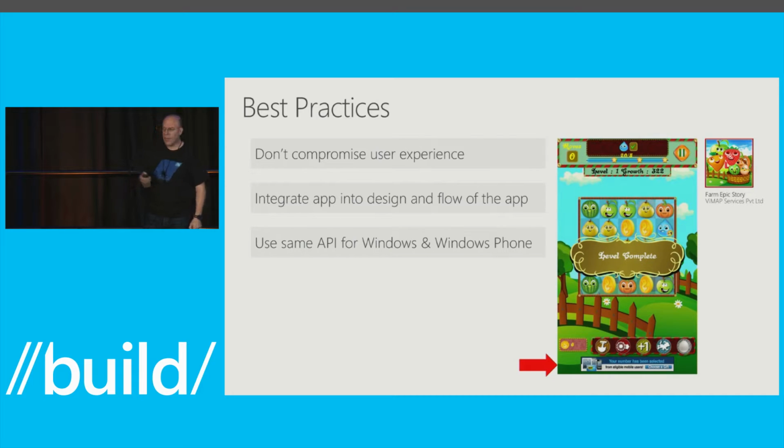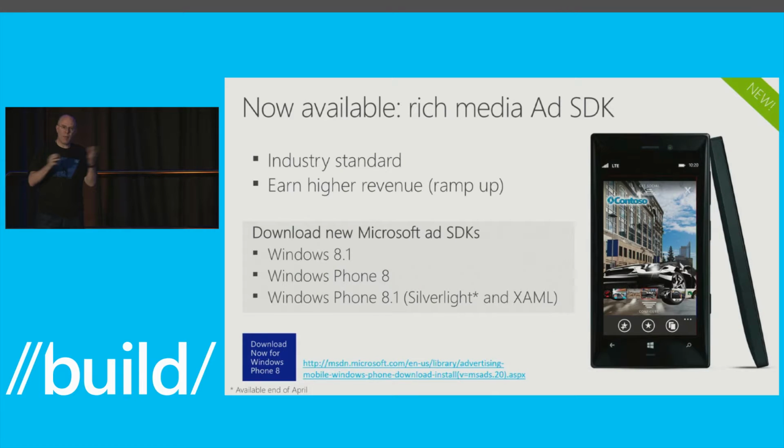And of course, if you already added advertising to your Windows Phone app, you can add it to your Windows app with no additional work, because the API is the same. What you have to do is just rethink the UI because the sizes are bigger, to take into consideration the larger screen sizes. And here, for example, is Farm Epic Story. You can see the ad at the bottom. It looks integrated with the design of the app. It doesn't interfere with the gameplay. So think about the waterfall. Think about the location and the UI.